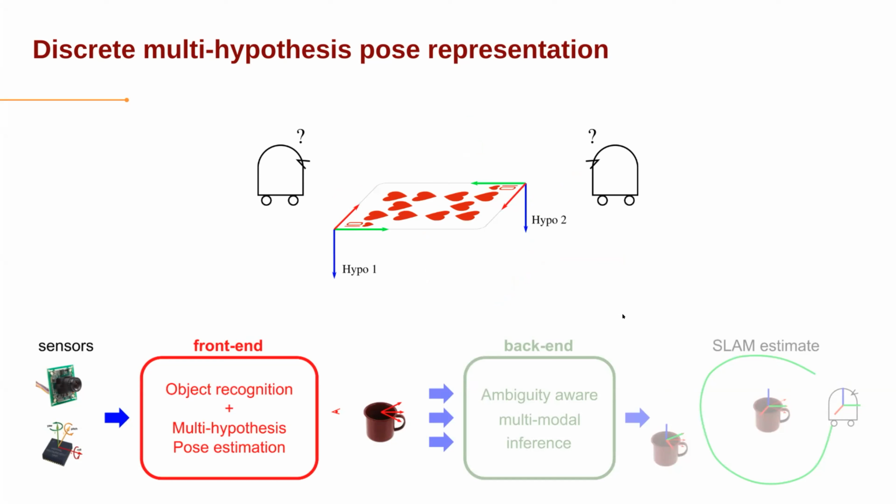If we place a card on the ground, it will appear exactly the same to robots viewing it from opposite angles. So this will confuse the robot about its own pose. And to resolve this, we use two pose hypotheses to represent the pose of the card.